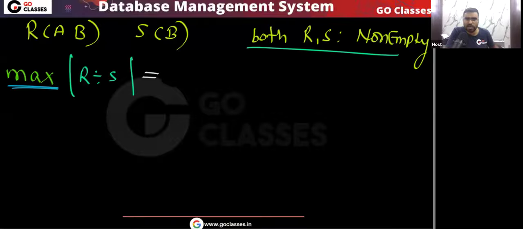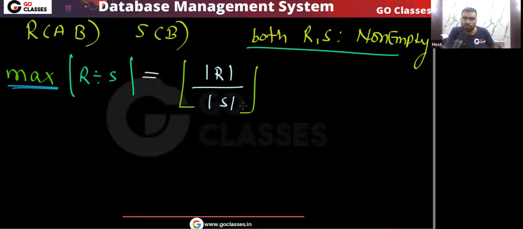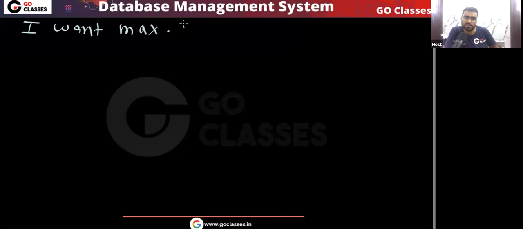See, very simple. If you want maximum cardinality, then just notice one thing. Let me tell you the answer. The answer will be the floor value of cardinality of R divided by cardinality of S. Let me tell you why. See, I want maximum. Remember, I want maximum cardinality of R divided by S.